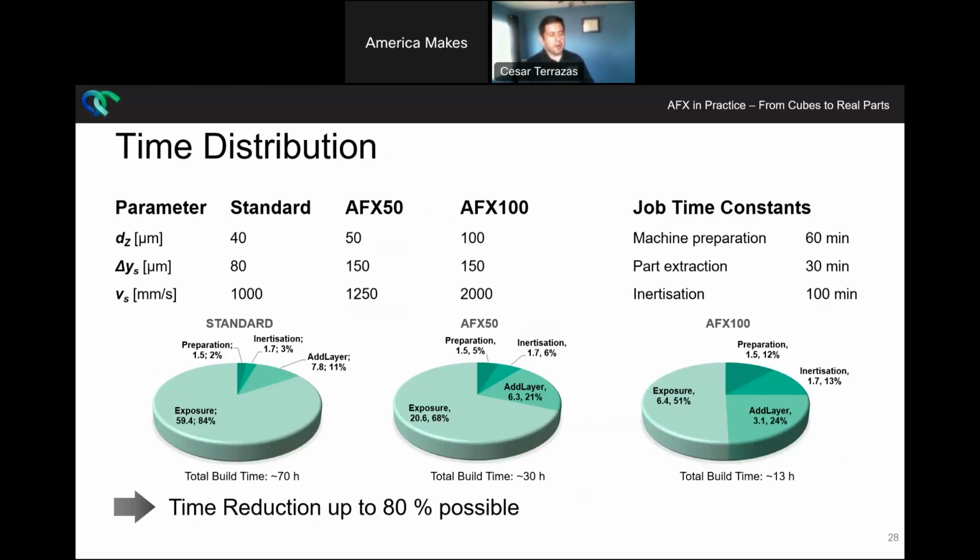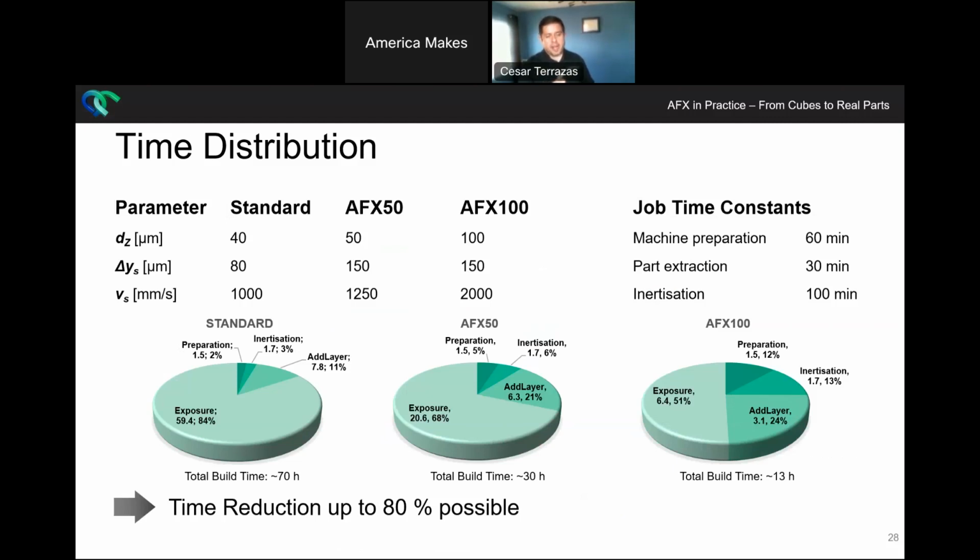right? And bear in mind that for the standard configuration, we have something like 40 microns in layer thickness, 80 microns in hatch spacing, and then a scanning velocity of 1,000 millimeters per second. If we transition into the AFX 50, meaning mode 3, or mode 6, AFX 100, we can see how they double the layer thickness. Hatching parameters also got kind of doubled, and then increased speeds just because of the increased stability from using this type of laser.